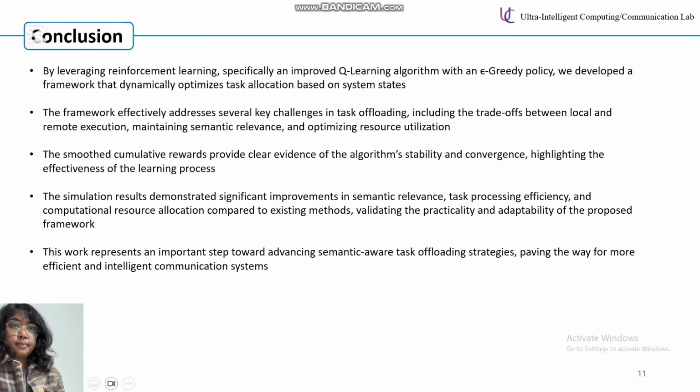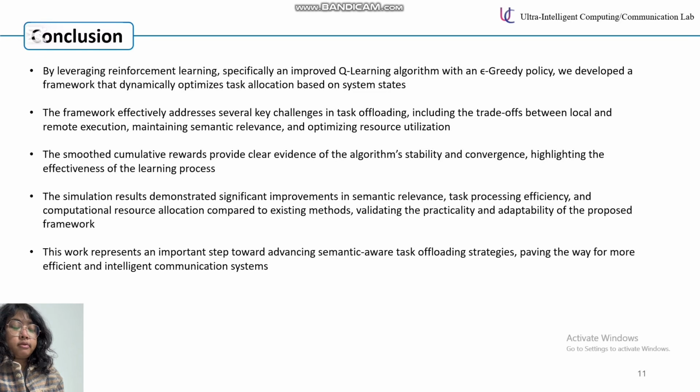Finally, in conclusion, by leveraging reinforcement learning, especially an improved Q-learning algorithm with the epsilon-greedy policy, we develop a framework that dynamically optimizes task allocation based on system state. The framework effectively addresses several key challenges in task offloading, including the trade-off between local and remote execution, maintaining semantic relevance, and optimizing resource utilization.